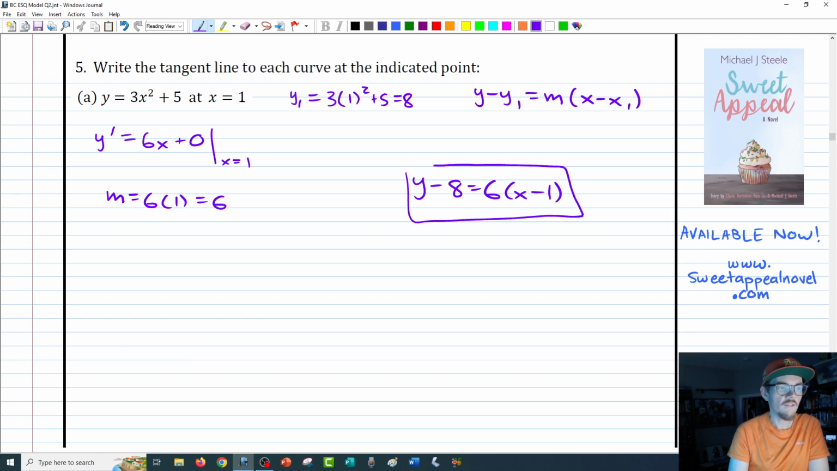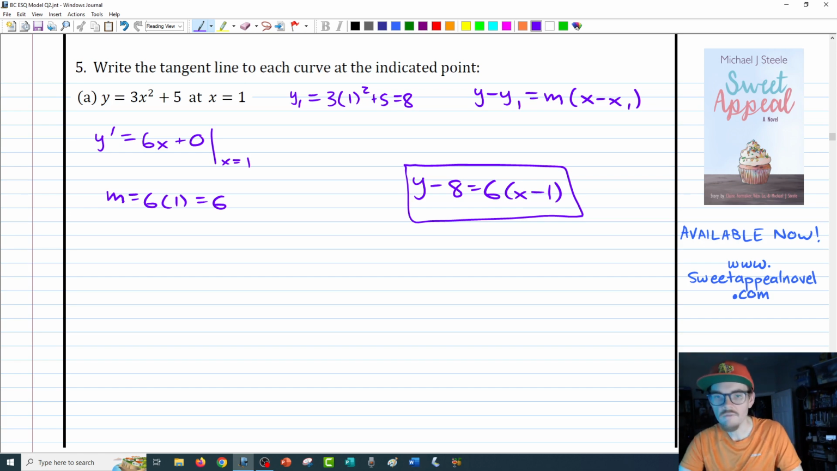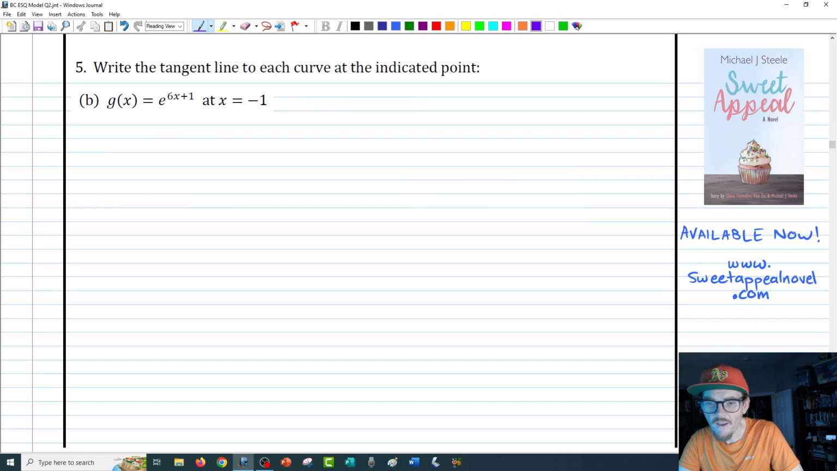So like I said, this is too clean. This is a day 1 derivatives tangent line. Just too simple for what we have. Question 5b, yeah, you got to know some rules here. This is technically a chain rule problem. It requires your knowledge of exponential differentiation.